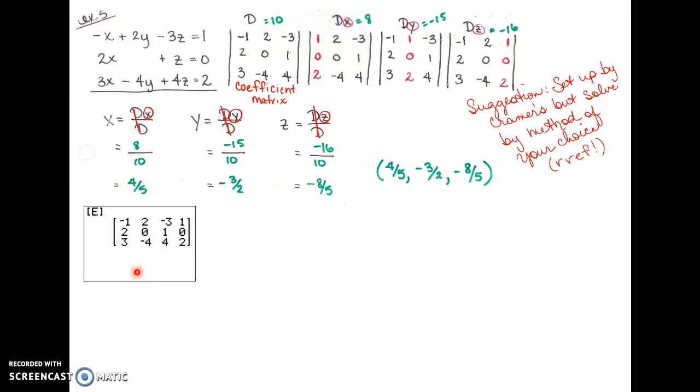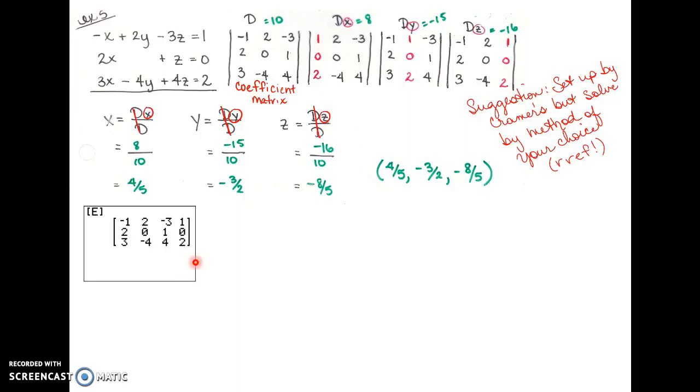So I'm going to go through and pull out the coefficients. Negative 1, 2, negative 3, 1. 2, 0, 1, 0. 3, negative 4, 4, 2. That is the matrix that we put into our calculator for E.